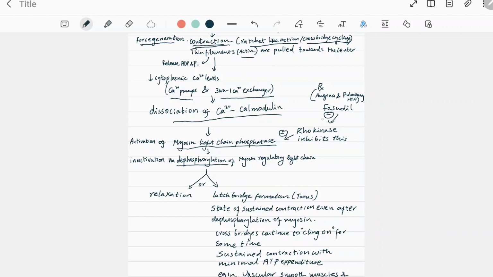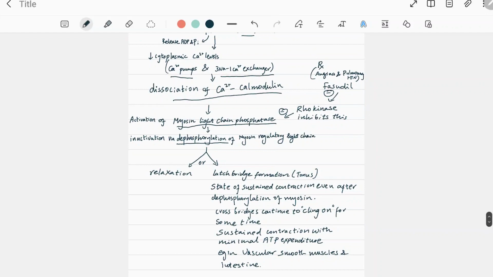Just before we go ahead in this, I want you to know that the myosin light chain phosphatase is inhibited by an enzyme called Rho kinase. Rho kinase, by inhibiting myosin light chain phosphatase, will interfere with the relaxation of the muscle. There's a drug called Fasudil, which is used in angina and pulmonary hypertension, that will cause smooth muscle relaxation by inhibiting the Rho kinase that would inhibit the myosin light chain phosphatase.